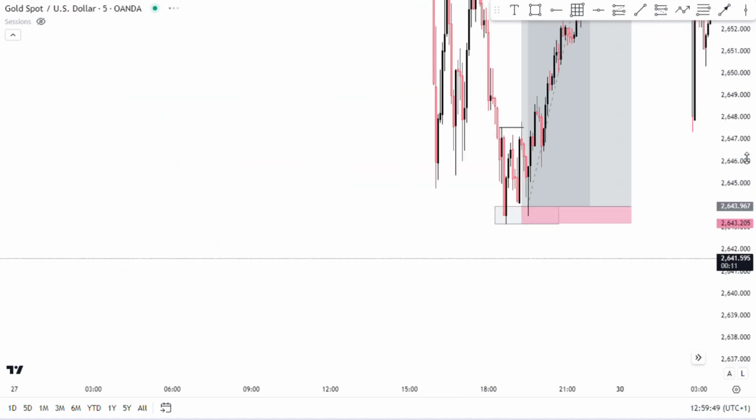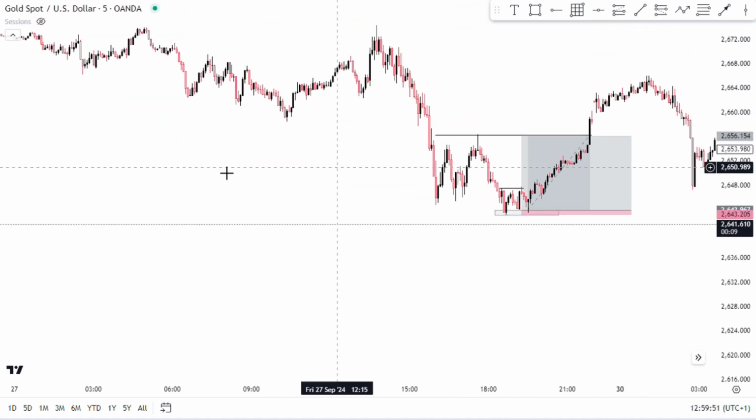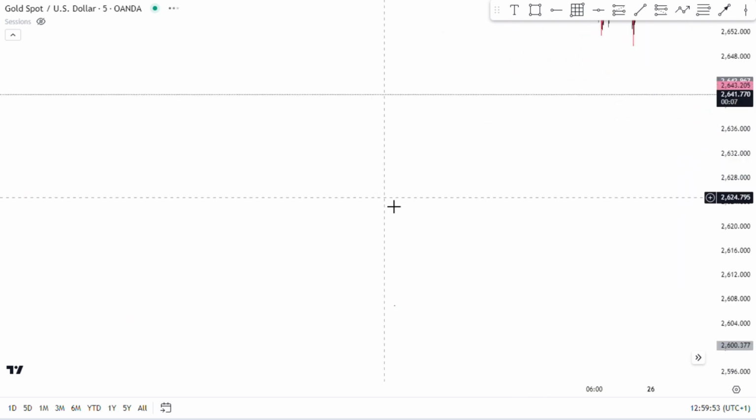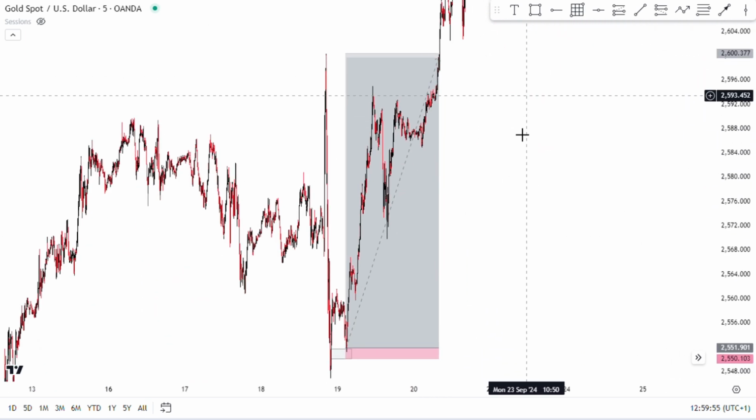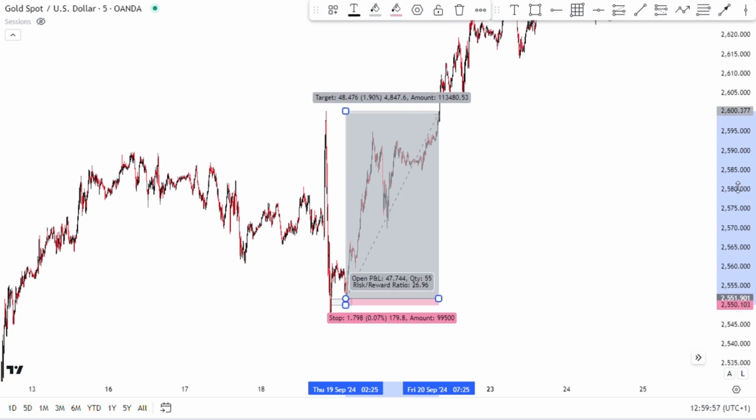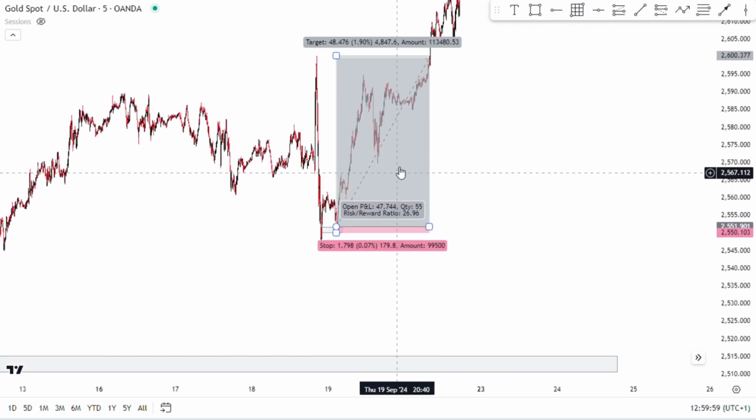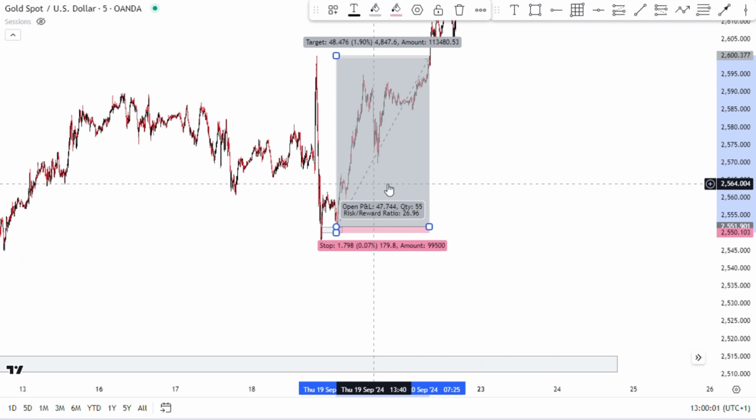And then it's also the same thing that I did right here. The same thing that I did right here. You can watch my last video. This particular trade right here, this particular trade 1:26, I think 1:29. So you can just watch this particular video.